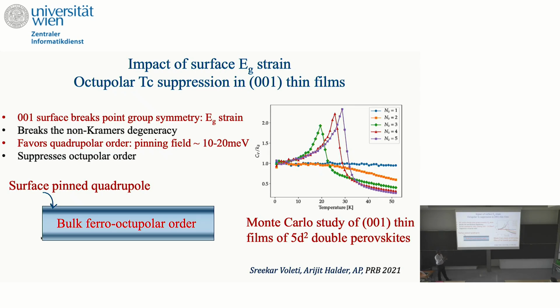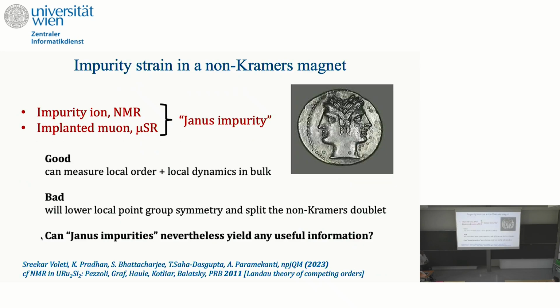And there'll be a strong thickness-dependent suppression, which you can see from Monte Carlo on these films. As I look at different thicknesses and come down to a few layers, you find that there's a very strong suppression of this octopolar phase transition. And so that would be one possible way to look for this competition between quadrupoles and octopoles.